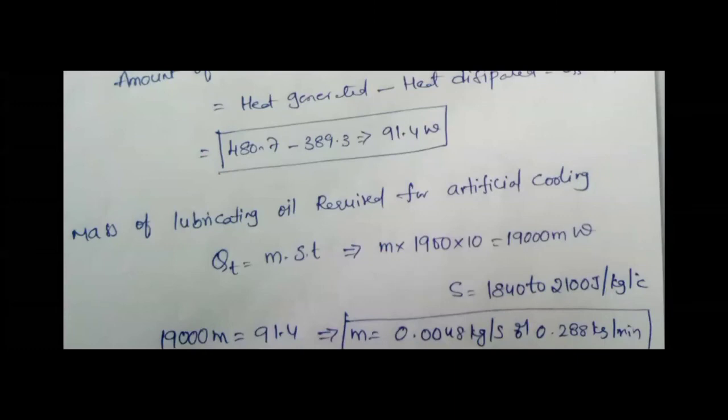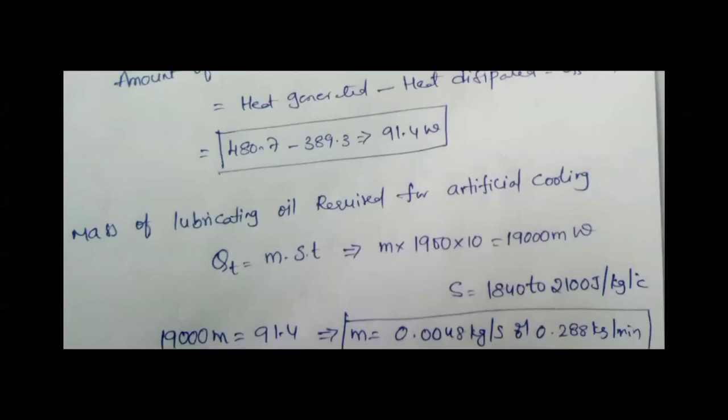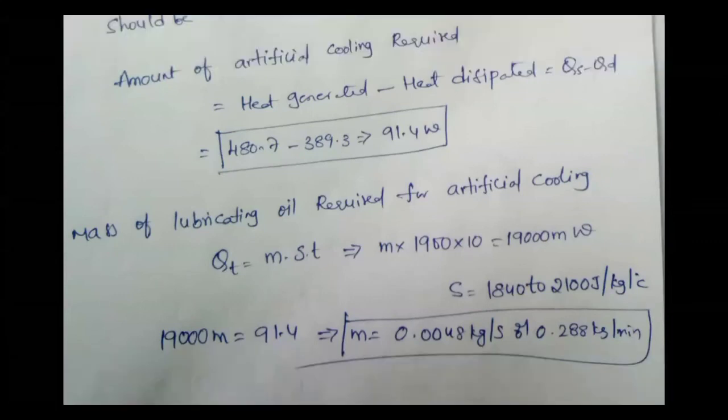From your examination point of view, this problem is asked as a 14 marks question. Direct 14 marks question. Almost all the 14 marks questions are like this only. But there is a variation. They may ask for the Sommerfeld number, or they may ask for heat generation or heat dissipated. Only those parameters are varied. In this problem, I just left only the Sommerfeld number. Remaining things I covered almost everything.